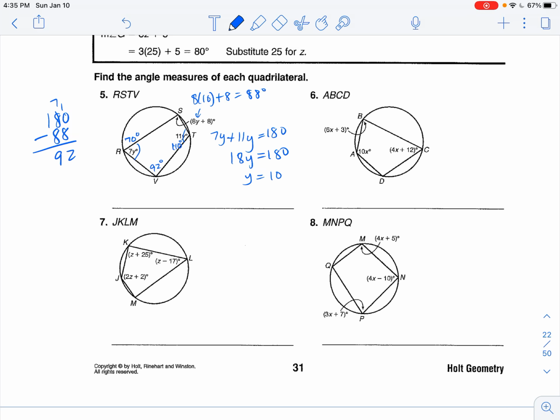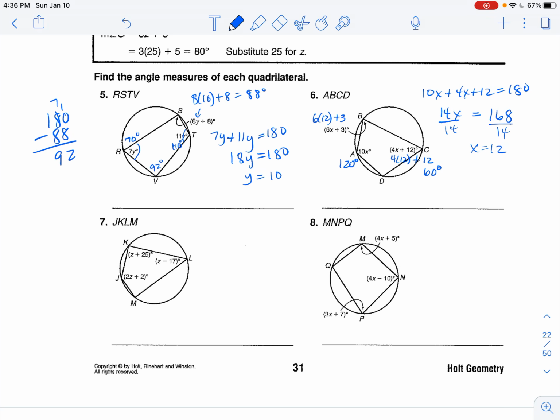In problem number 6, let's solve for x. So 10x plus 4x plus 12 is equal to 180. Opposite angles are supplementary. 14x is equal to, if I subtract 12 from 180, I believe that's 168. If I divide both sides by 14, x is going to give me 12. If I plug in 12 into each of my x's, 4 times 12 plus 12, 48 plus 12, that's going to give me 60 degrees for angle C. That means angle A is going to give me 120 because those are supplementary.